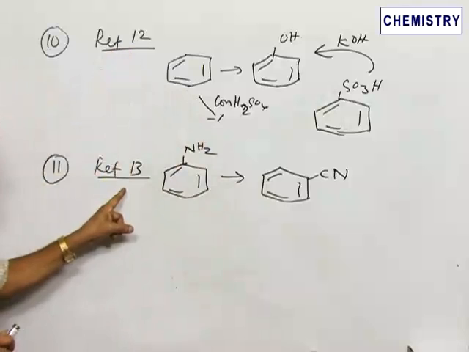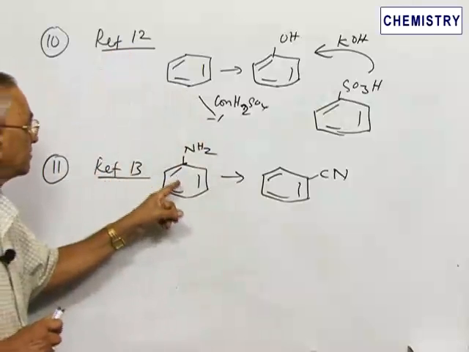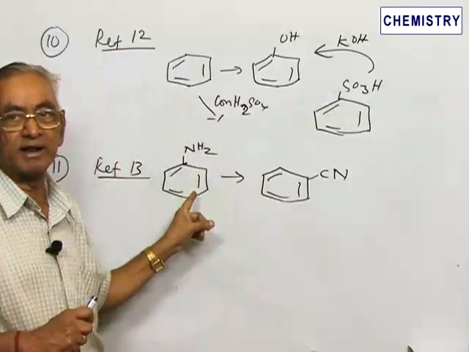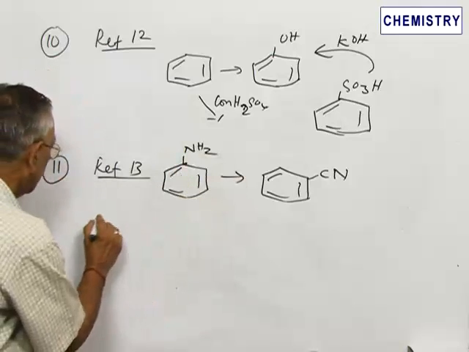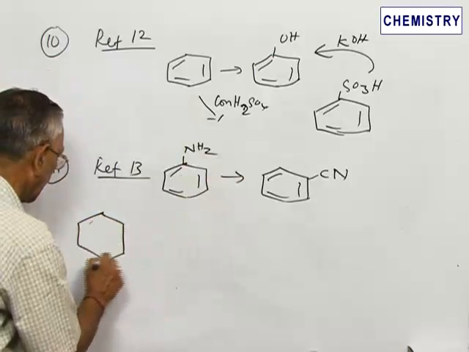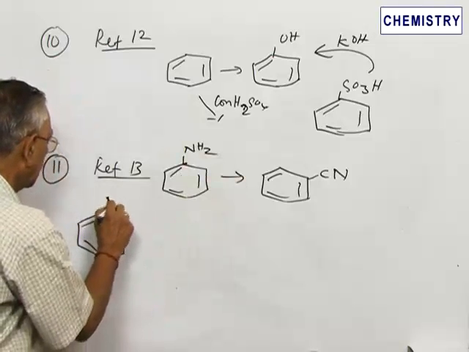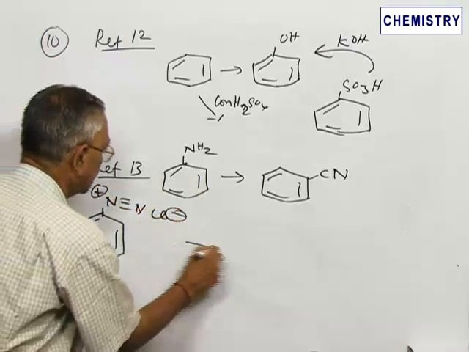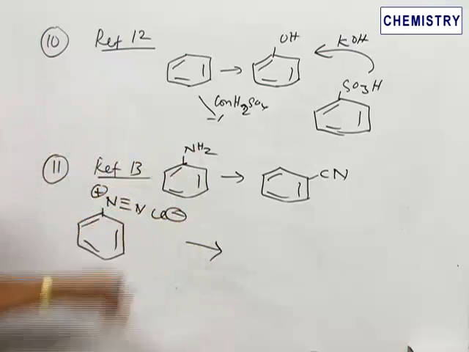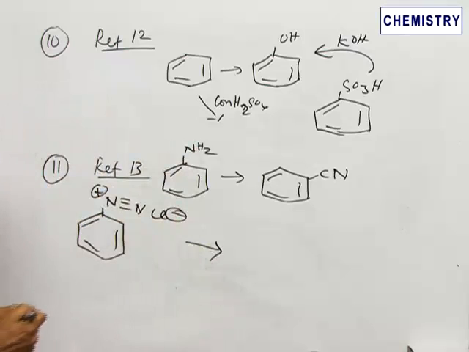Now, coming to question number 13, this again is one of the important reactions of aniline. Aniline can be converted to benzene diazonium salt. As we all know, this is easily obtained by a process known as diazotization. We have seen a number of examples and experiments in which aniline can be converted to the form of benzene diazonium salt.